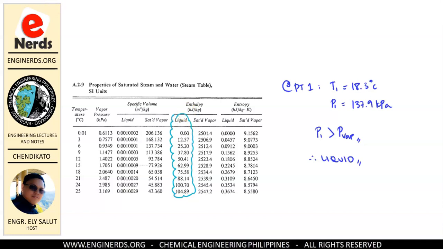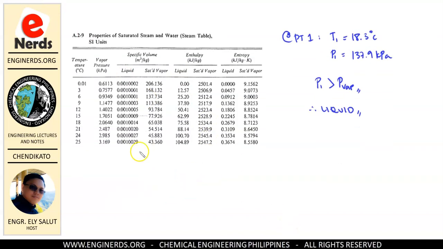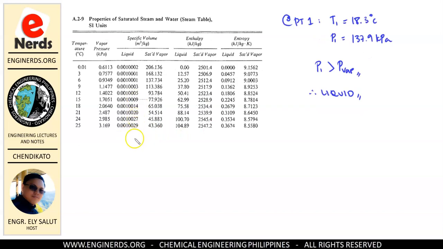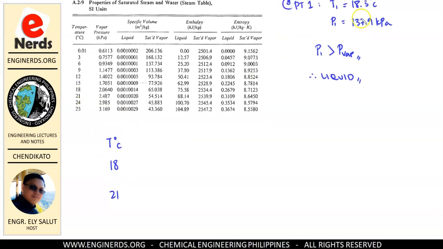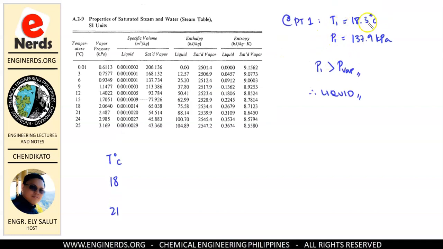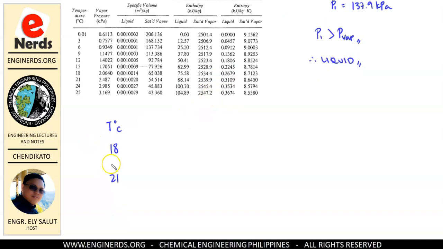Okay, so we're going to use that to get the value of our enthalpy. So our temperature is 18.3, no? So it will be between 18 and 21, no? So let me write that dito sa ibaba para mas madali natin siyang ma-visualize, no? So in our temperature in degrees Celsius, we have 18, okay? And we have 21. While ang given natin sa ating point 1, we have temperature of 18.3 degrees Celsius. No? So we have here 18.3 degrees Celsius.